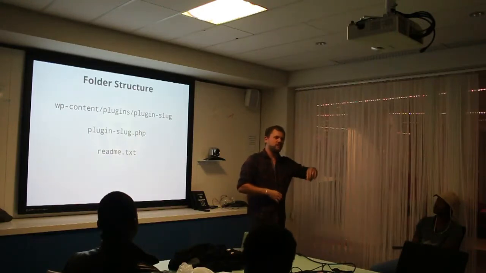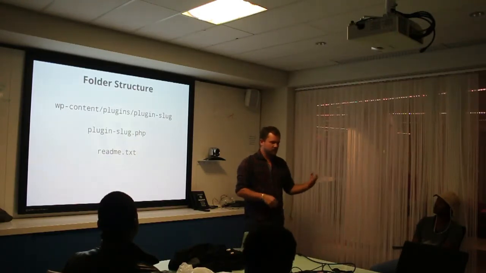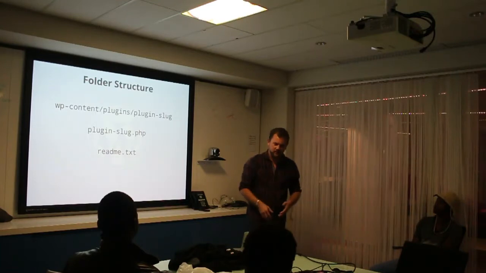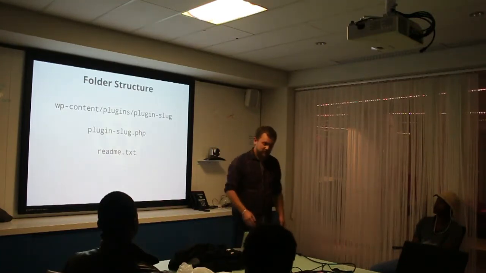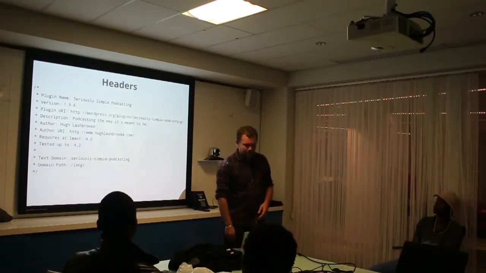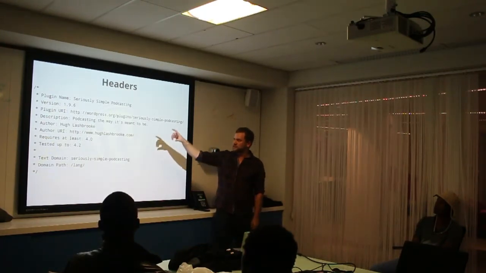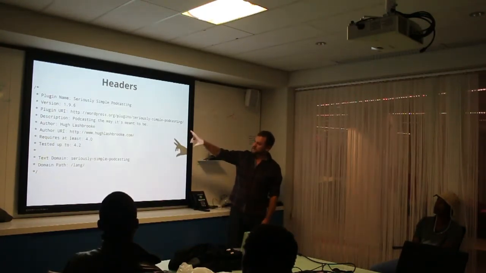But because it can be anything you want, there's basically set headers you have to have in the file for WordPress to recognize that that is your plugin's index file. So that's folder structure, very, very basic. Headers for your plugin. This is at the top of that plugin index file. It must always look like this.